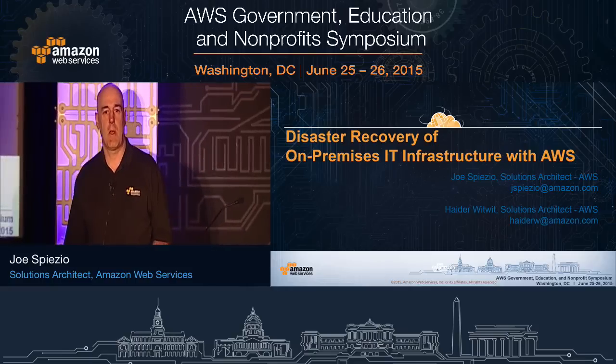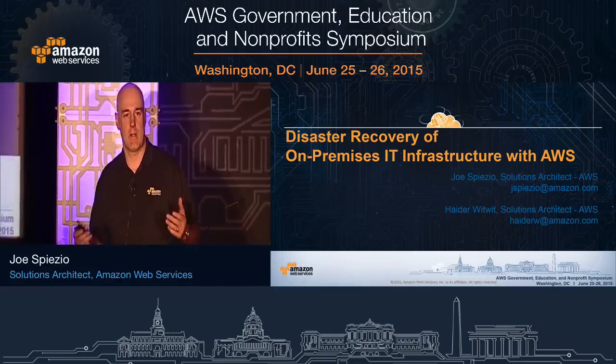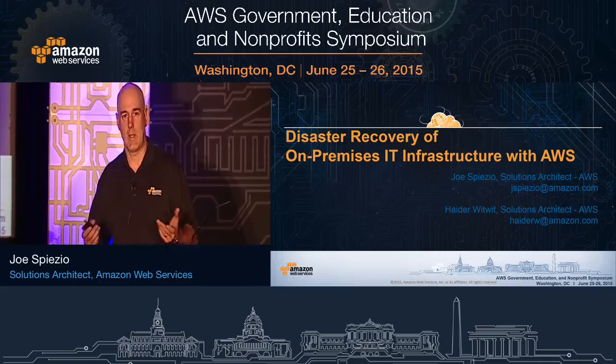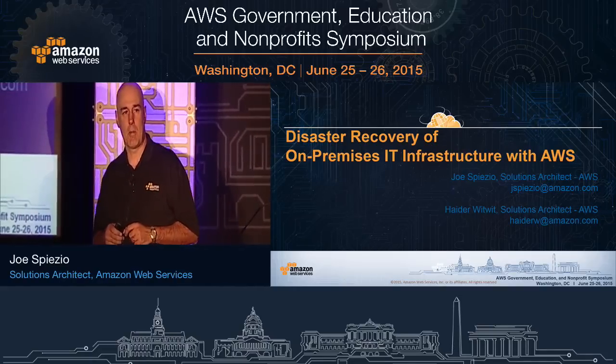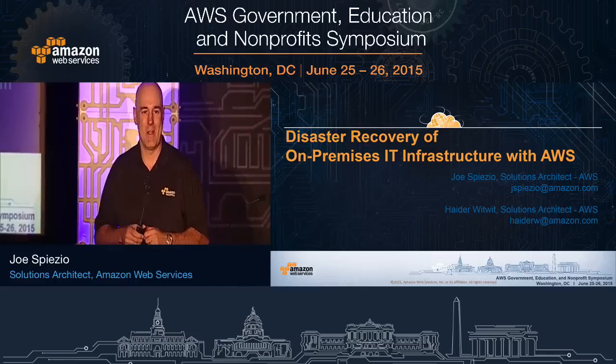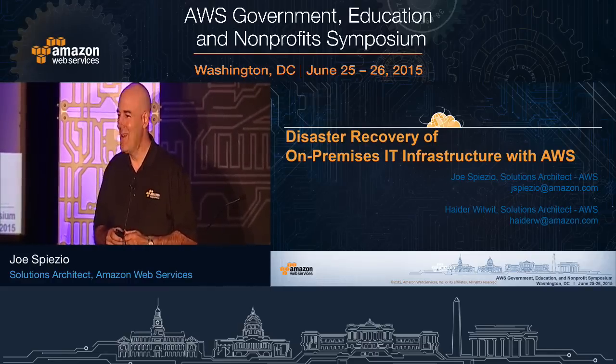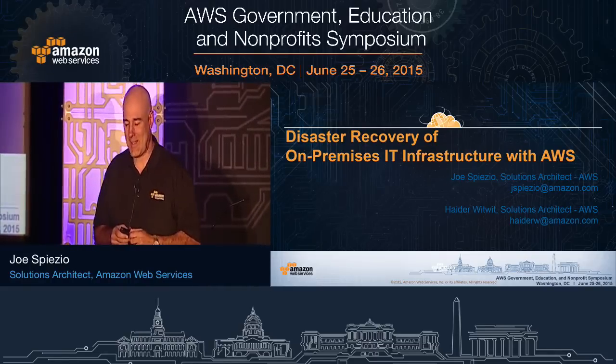My name is Joe Spiezio. I'm a solutions architect with Amazon here in Northern Virginia. I work in the civilian government nonprofit sector. I'm joined by Haider Witwit, who's in the back right now, and will be my co-presenter today. Haider's also a solutions architect on our team.